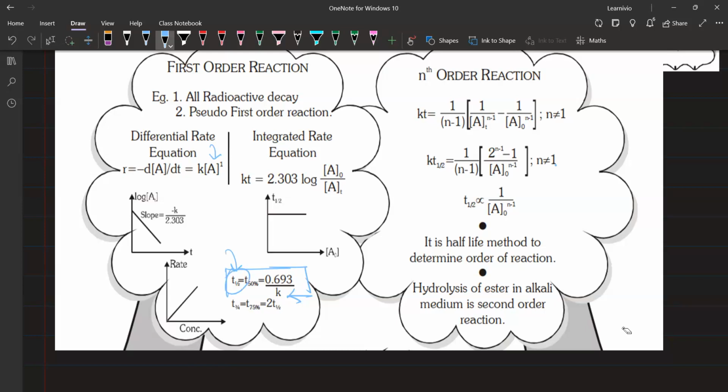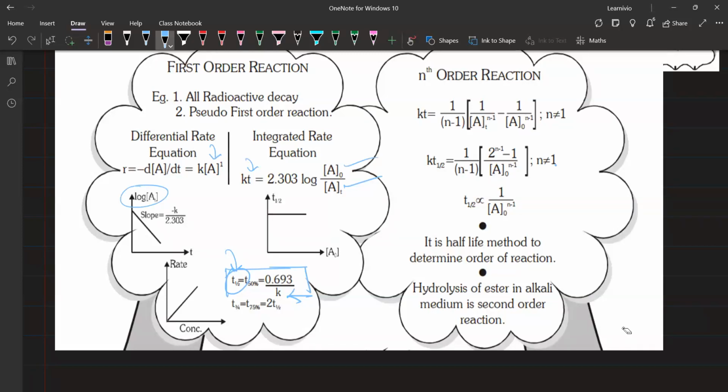For example, they will give you the t half, the initial concentration, and the final concentration, and they will ask you the time taken to reach that particular concentration. So from t half, you will calculate the rate constant, and then you will plug in the rate constant in the integrated rate equation to get the time taken for the reaction to go from this part to that part. Okay. If you look at the graphs, then we have log A.